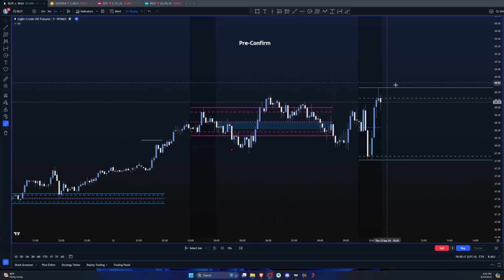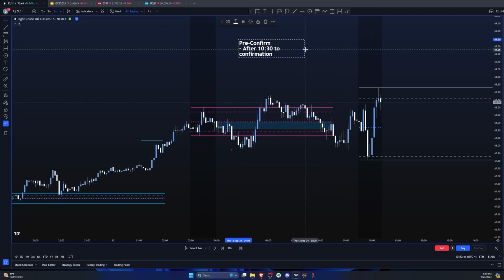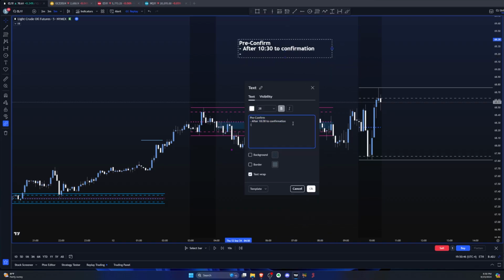It's what we use more in the earlier stages, the transition period, the DR formation, and then the pre-confirmation period. So the pre-confirmation period is the time frame after 10:30 to confirmation. That's when we're looking for our particular setups. And what we need is a probability of direction, and hopefully it's a high probability of direction one way or the other.